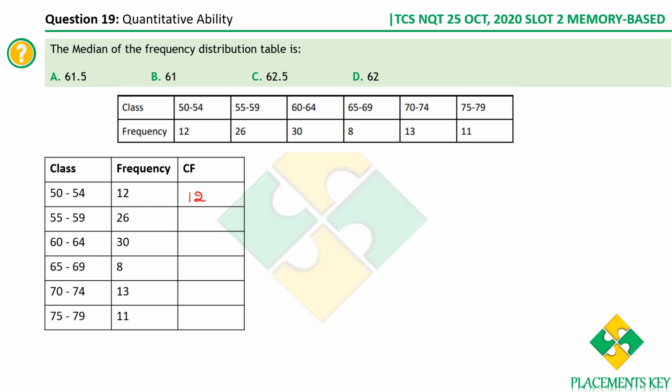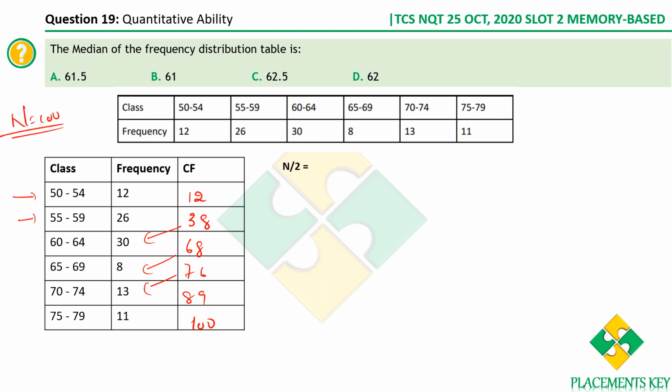See, it is 12 for the first class interval. For the second class interval, it is what? 12 plus 26. So you get 12 plus 26 is 38. Again, 38 plus 30, you get 68. 68 plus 8, you get 76. 76 plus 13, we get 89. 89 plus 11 is 100. That is totally 100 observations are there. N is 100.